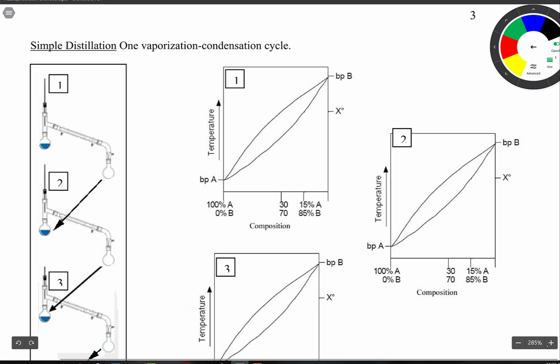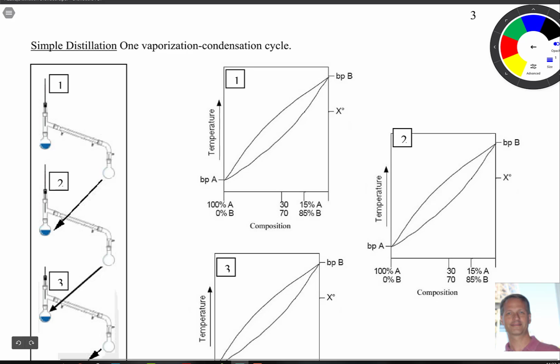Let's take a look at fractional distillation. Remember, simple distillation is one vaporization condensation cycle. Let's say that we're 85% B and 15% A. So that's this point right here. Okay, so let's see what we collect. You can cheat a little bit because I wrote it down there, but let's come up here. That's your boiling point, right? At that percent composition, that's your boiling point there.